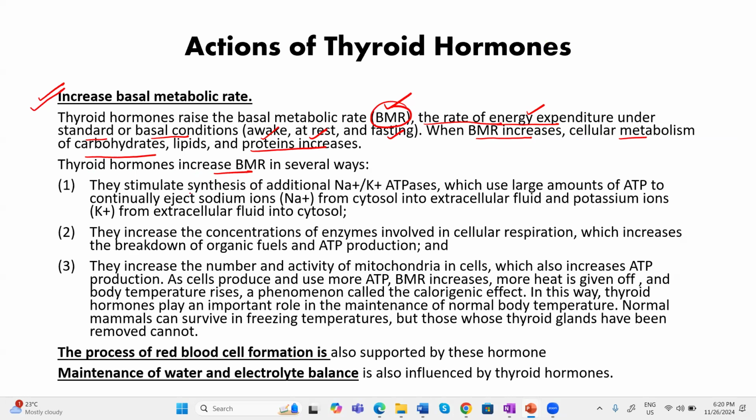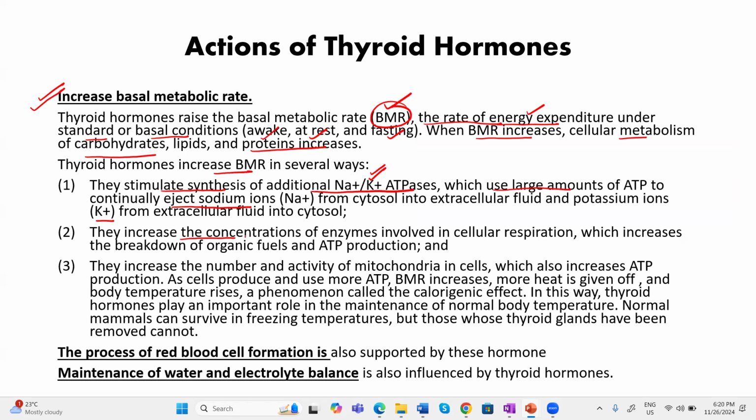First of all, they will stimulate the synthesis of additional sodium potassium ATPase, which will use a large amount of ATP to eject sodium ions out and bring the potassium inside. It means more and more pumps will be incorporated into the cell membrane.